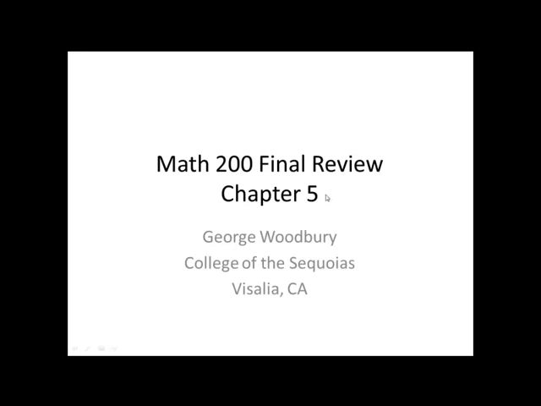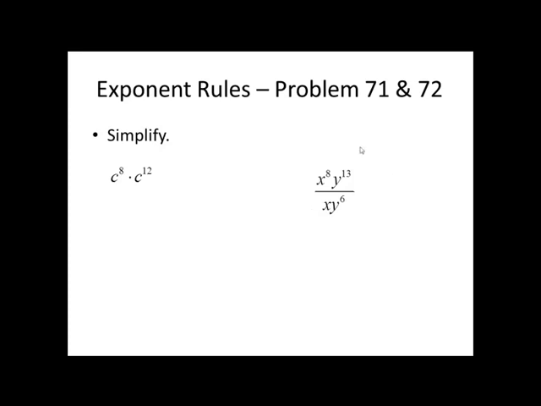In this video we'll be taking a look at material from Chapter 5 that includes exponent rules and polynomials. Let's get started. First set of problems we're going to take a look at are 2 problems involving exponent rules. When we multiply exponential expressions with the same base, we add the exponents. So here we'll get c to the 8 plus 12 power, and 8 plus 12 is 20.